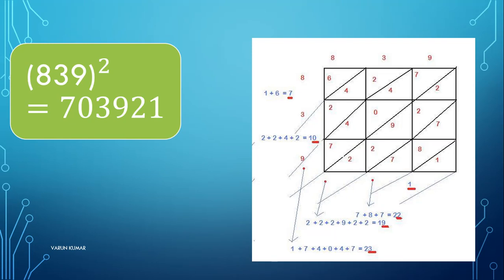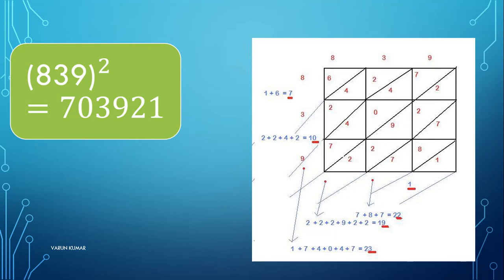After that, we add from below. There is only one triangle at the lowest right corner, that is 1. So we write down 1. Now we add 7 plus 8 plus 7, we get 22. Underline the unit digit 2 and take 2 as a carry for the next column. And again 2 plus 2 plus 2 plus 9 plus 2 plus 2, we get 19. Again underline the 9 and proceed to the next column.